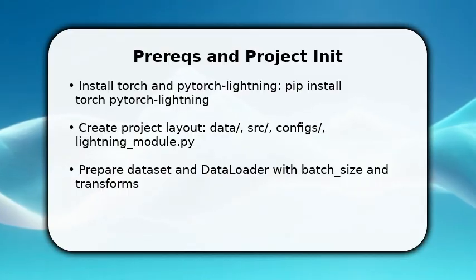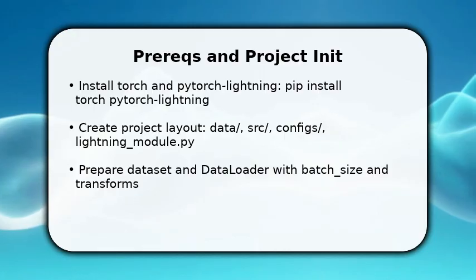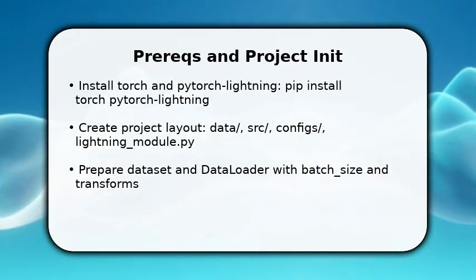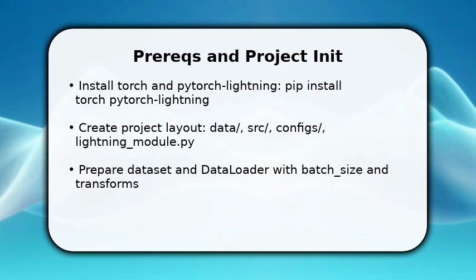Once done, instantiate the data loaders and verify a single batch passes through. This first run catches shape and dtype mismatches early and lets you move to model implementation confidently.